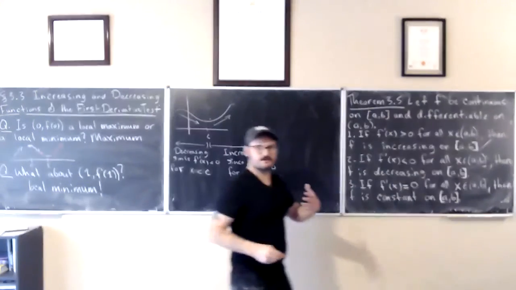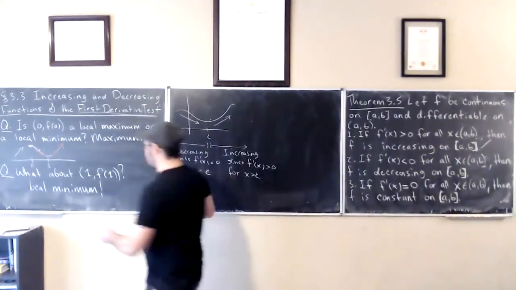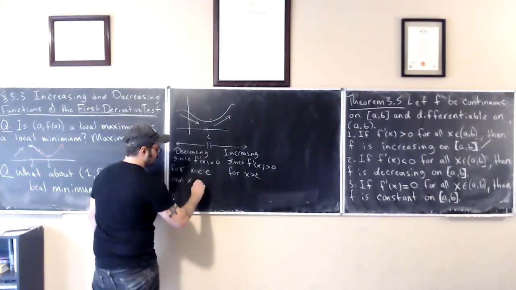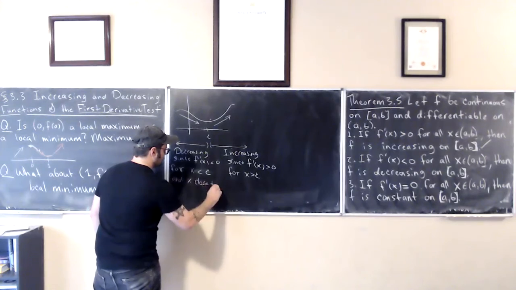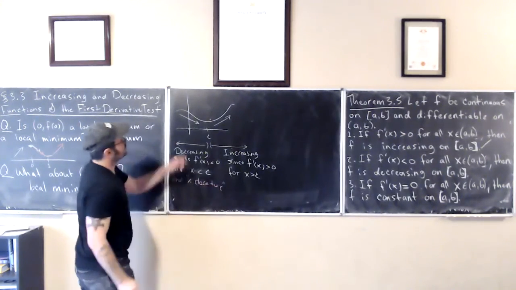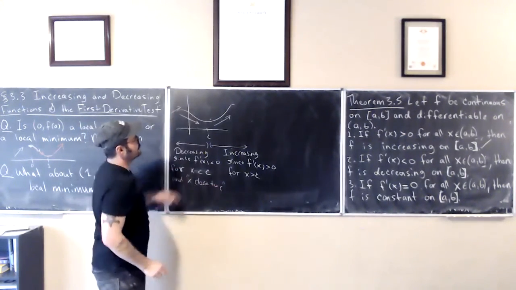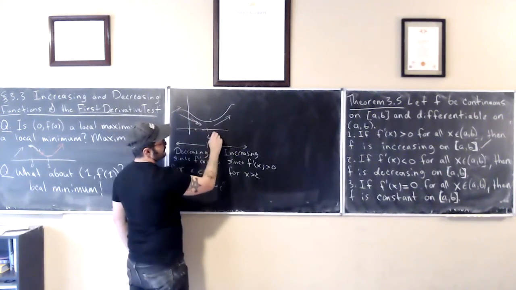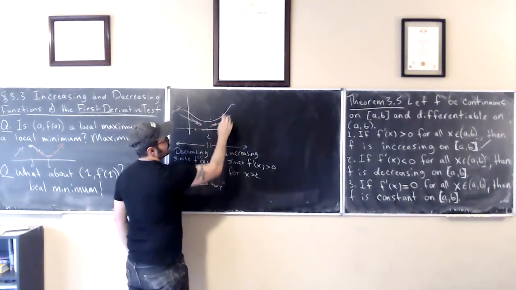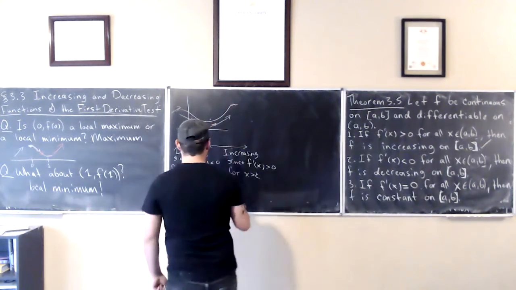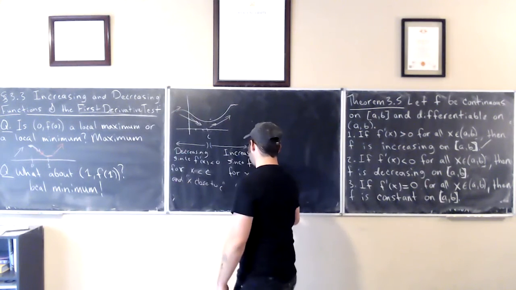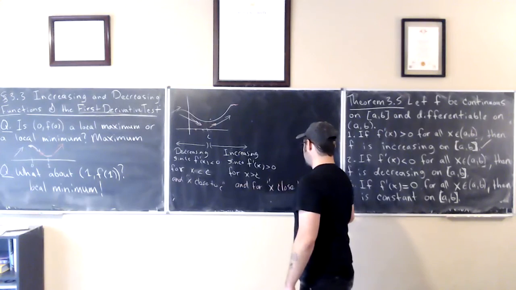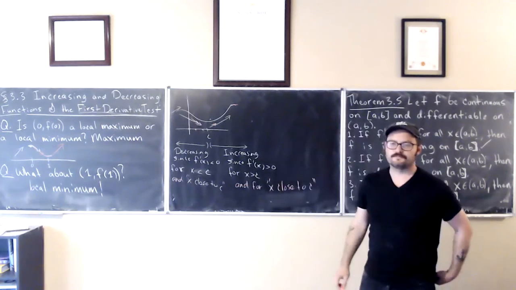And when I'm saying x greater than c and x less than c, I mean x close to c. Because look over there, it actually is increasing right there. But if we choose any x close to c, we know that we're decreasing. Just like over here, we choose x close to c, we know that we're increasing even though it looks like it's decreasing over there.